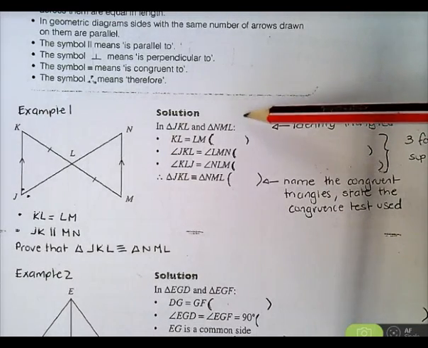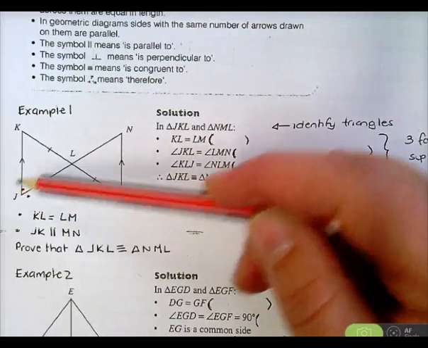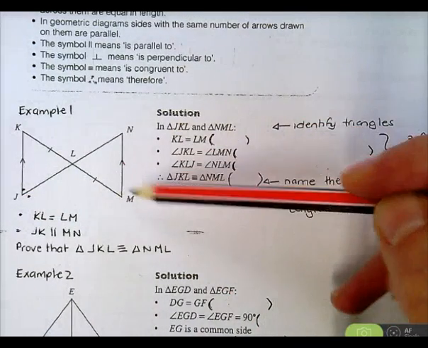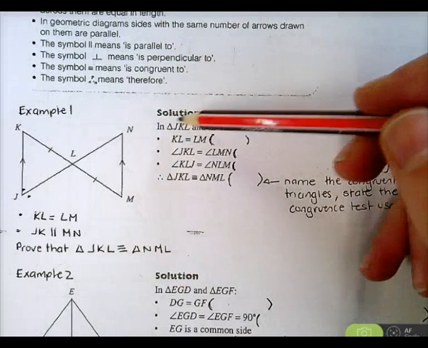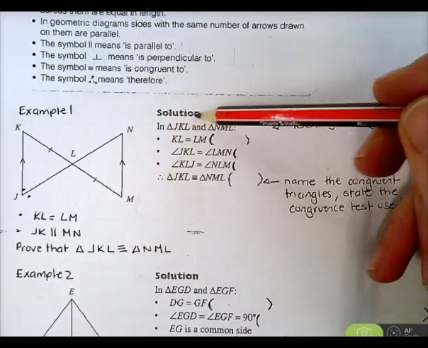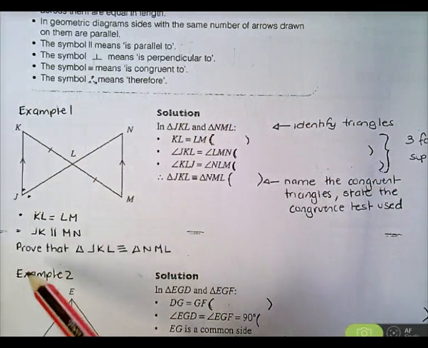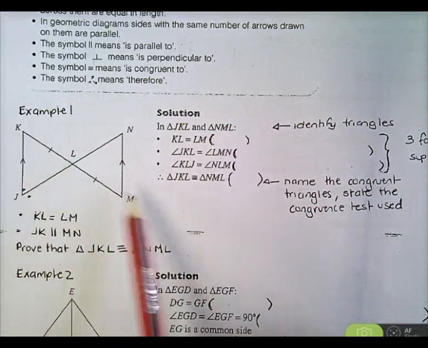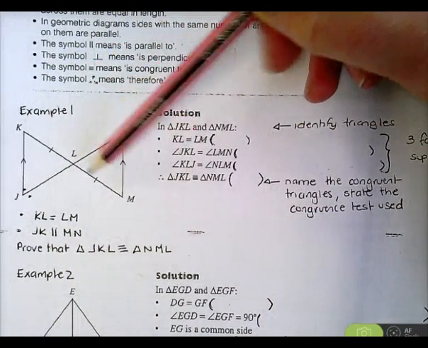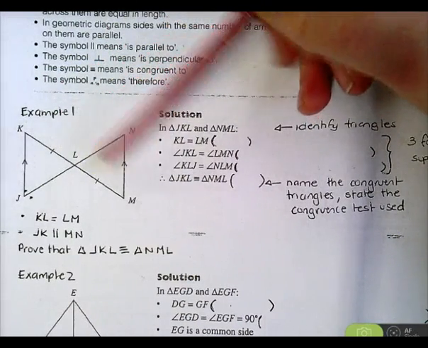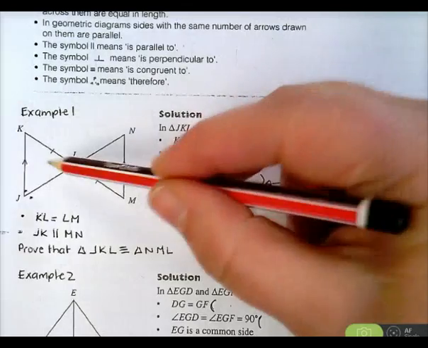So step 1, identify the triangles. We say, girls, the idea here is that we're trying to prove that triangle JKL is congruent to triangle MNL. Now, I'm not sure about the order there. So our first step is in triangle JKL and triangle NML. Let's see what we can do. Notice we've got some markings on the diagram that KL equals LM. So we've got KL equals, I would actually say ML, but it doesn't matter. So KL equals ML. How do you know that? Because of the lines, because of those dashes on the diagram.